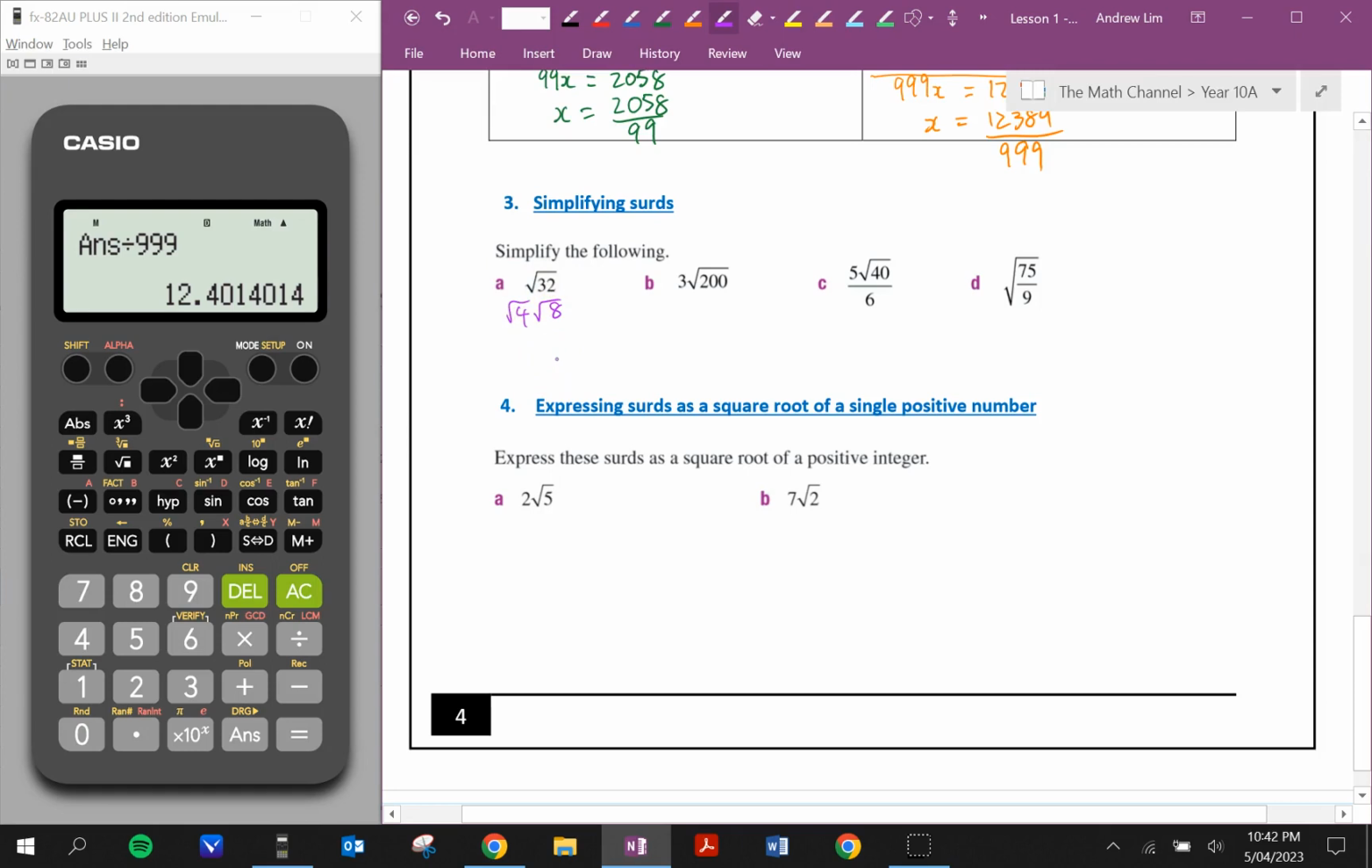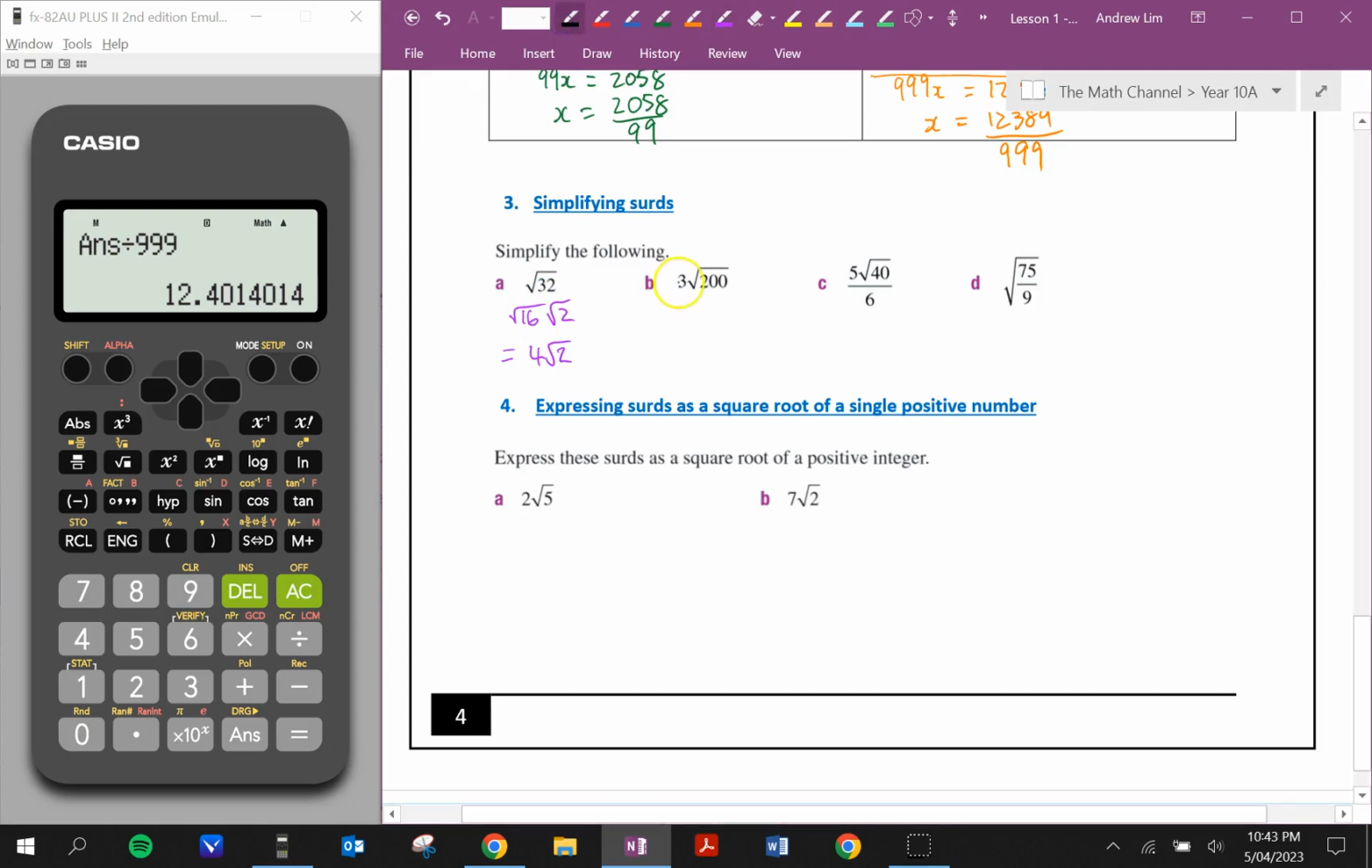But we want to actually use the biggest number if possible. Alright? So the biggest square number. So yes, I know 4 is a square number, but so is 16, because I can do 16 times 2 as well. Root 16 times root 2. Now, we know the square root of 16 is 4, so technically it's 4 root 2. And we have simplified it.